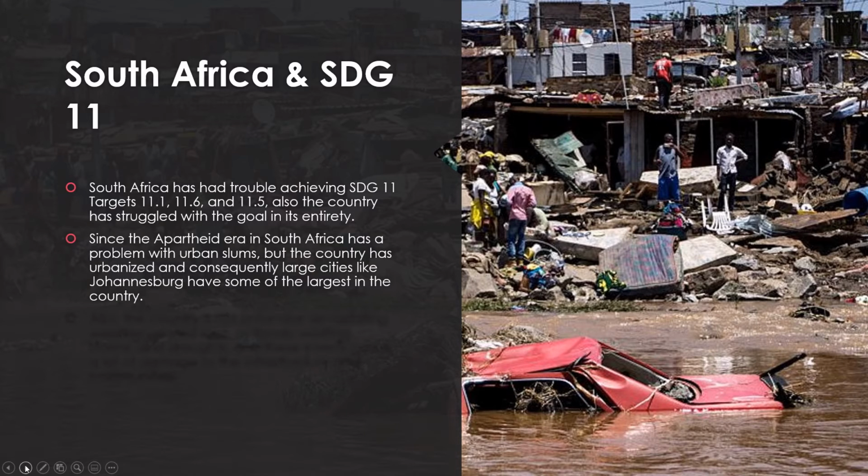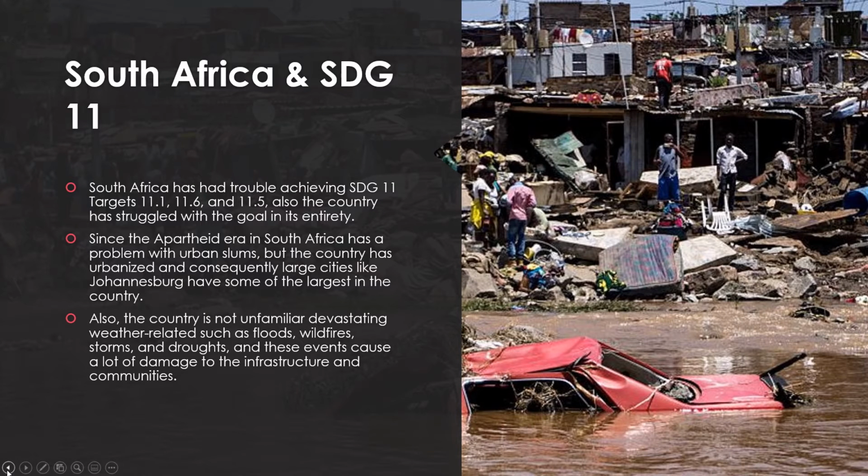Now, South African SDG 11. Let me go back. So SDG 11, targets 11.1, 11.6, and 11.5 have been a real source of trouble, and all this has to do with a lot of people living in slums and informal settlements, as over a third of Cape Town's population live in slums or informal settlements. And over the past decade, the number of slum dwellers in the country in general has increased by 55%. These areas are prone to flooding and other natural disasters as they're informal housing, so it's not too sturdy.